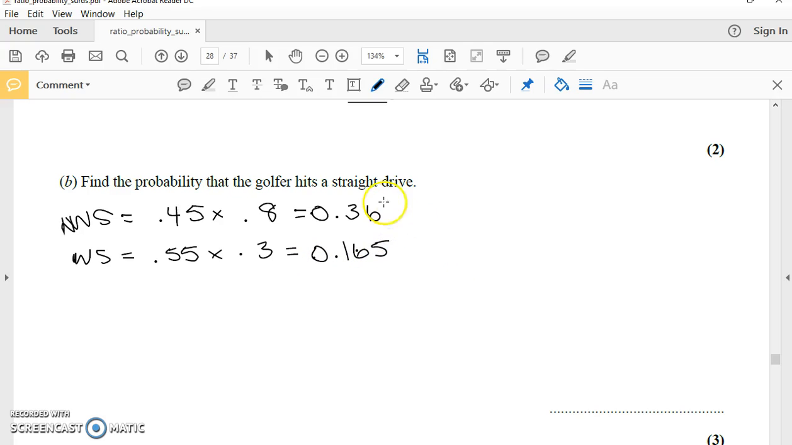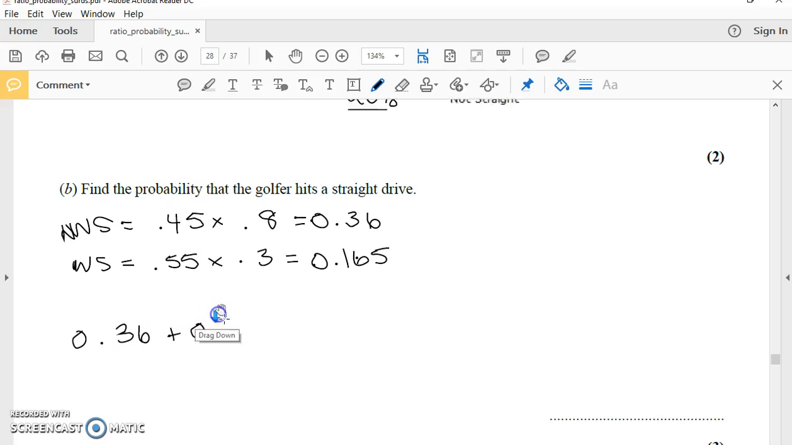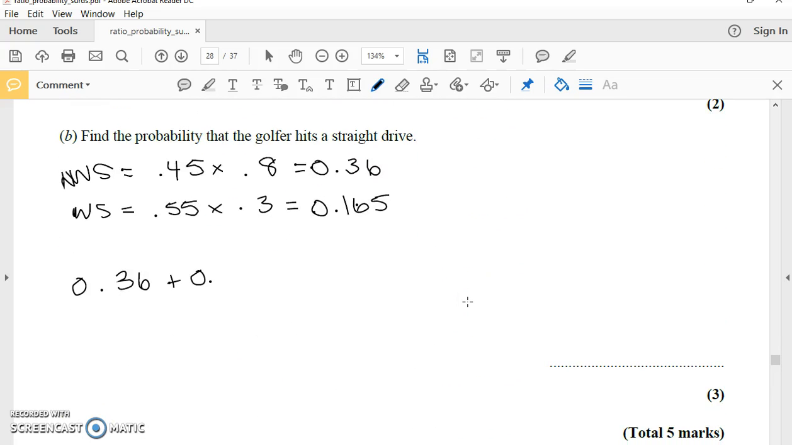0.165. Now, what I'm going to do with those two is add them, so that gives me 0.36 plus 0.165. Not doing a very good job with writing today. Okay, which leaves me with an answer of 0.525. Okay, so that is our dependent probability. I'm going to do another video on independent probability because I'm almost out of time on this one. Alright.